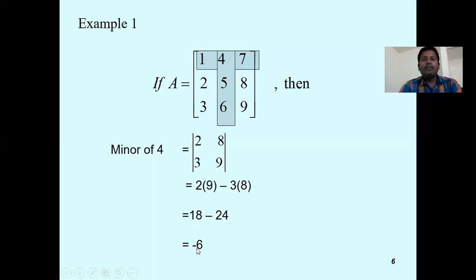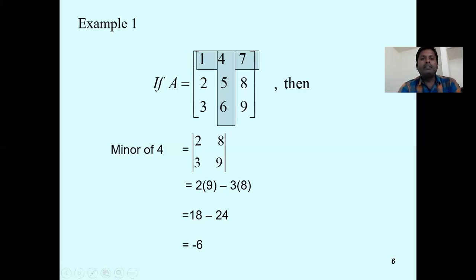Once again, the minor of 4. Where is the 4? It is in the first row and second column, so the corresponding row and column are neglected. The remaining elements are 2, 8, 3, 9. The determinant is 2 into 9 minus 3 into 8, and we get the result minus 6.